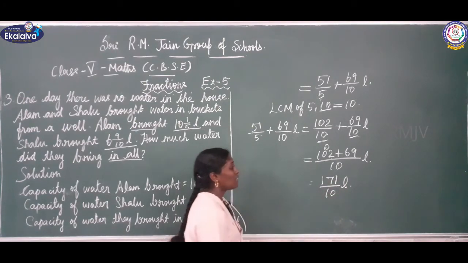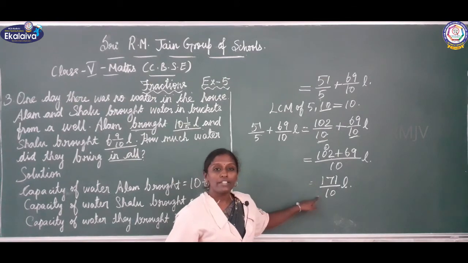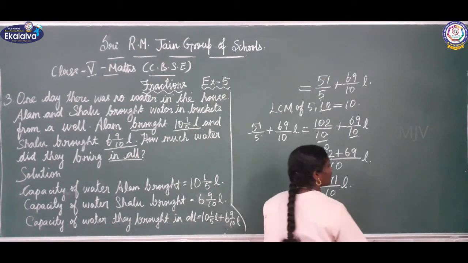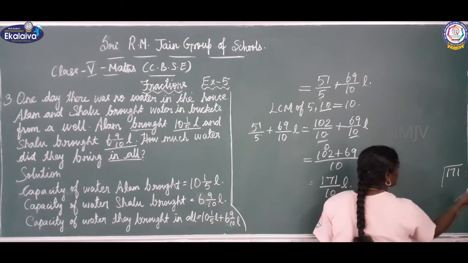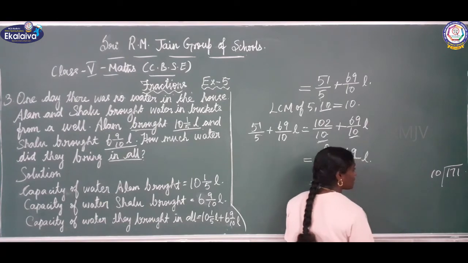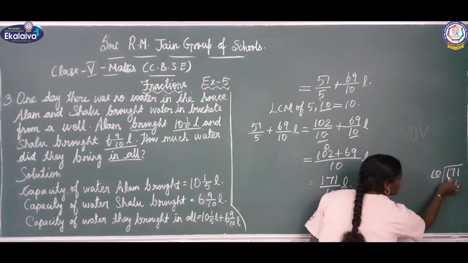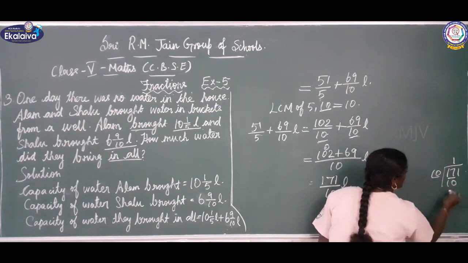See the fraction 171 by 10. Here the numerator is greater than the denominator. So this is an improper fraction. We are going to convert it into a mixed number. For that we have to divide the numerator by the denominator number 10. Here the divisor is a 2-digit number. So we have to take the first 2 digits. In 17 only one time 10 is there.